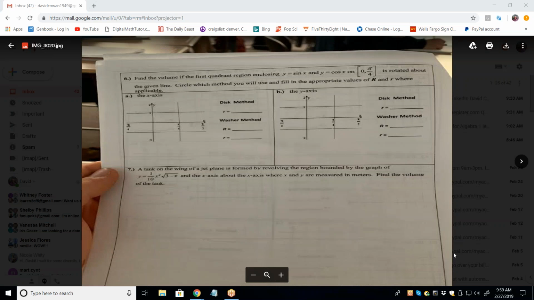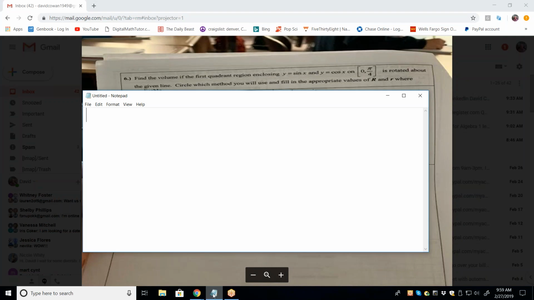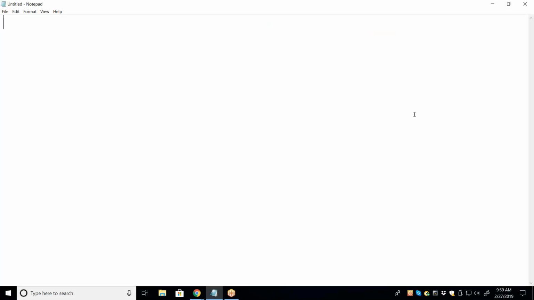I think what I want to do is use my whiteboard here, and it'll be easier. There's so much to write on these problems that I need more space than I get in writing there.